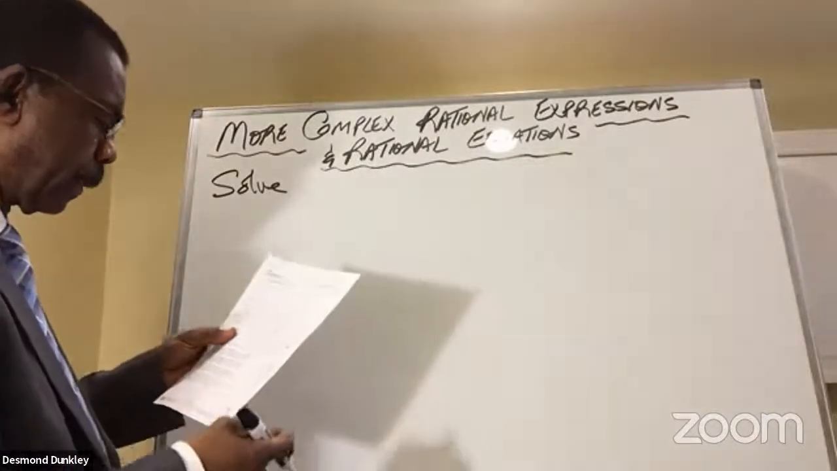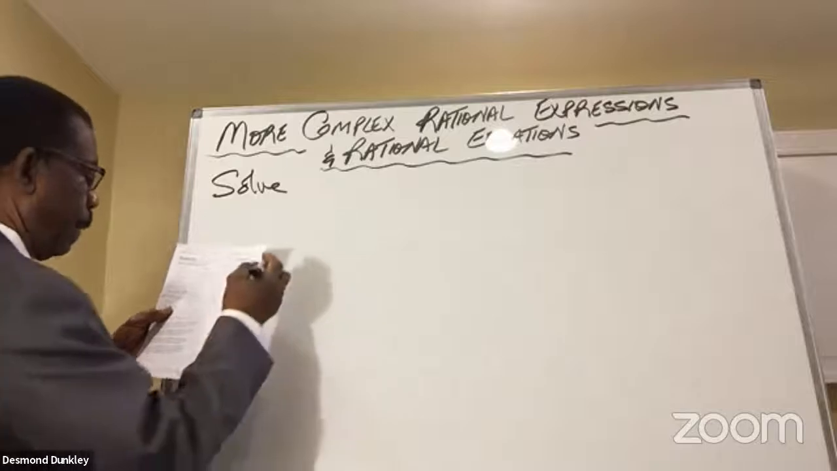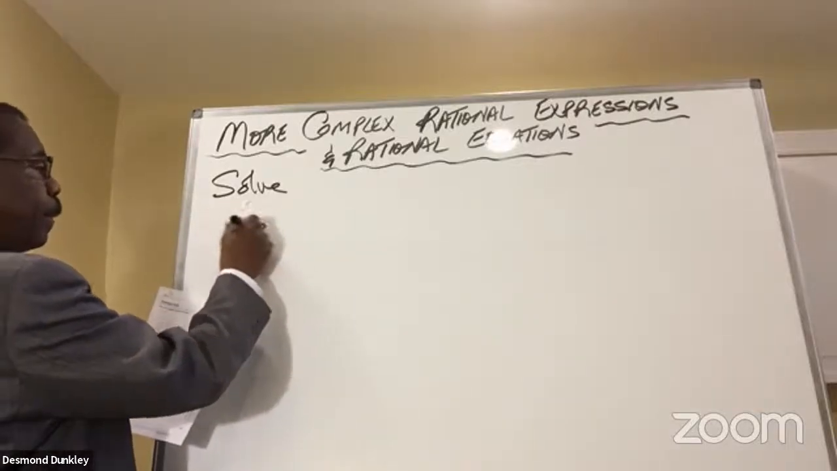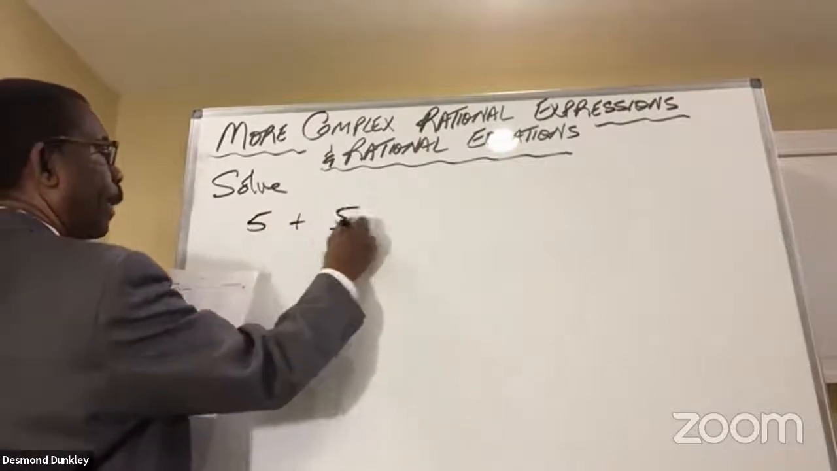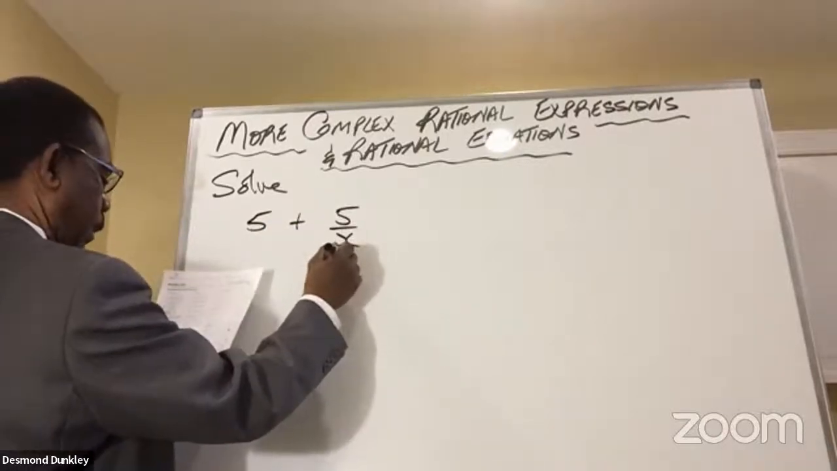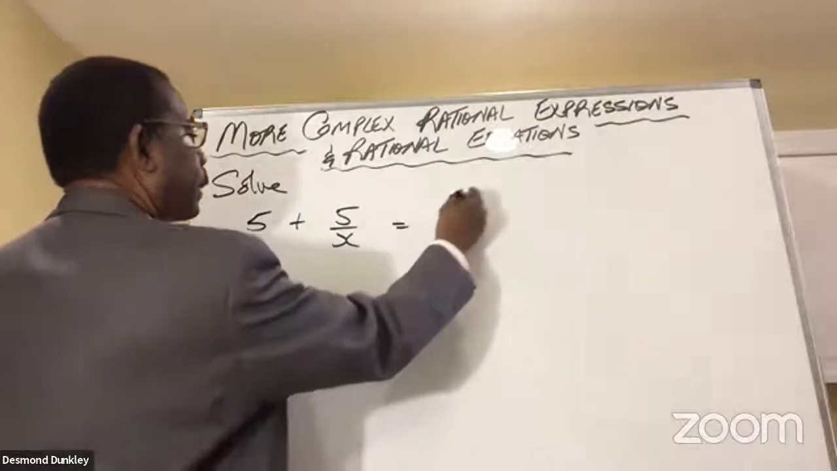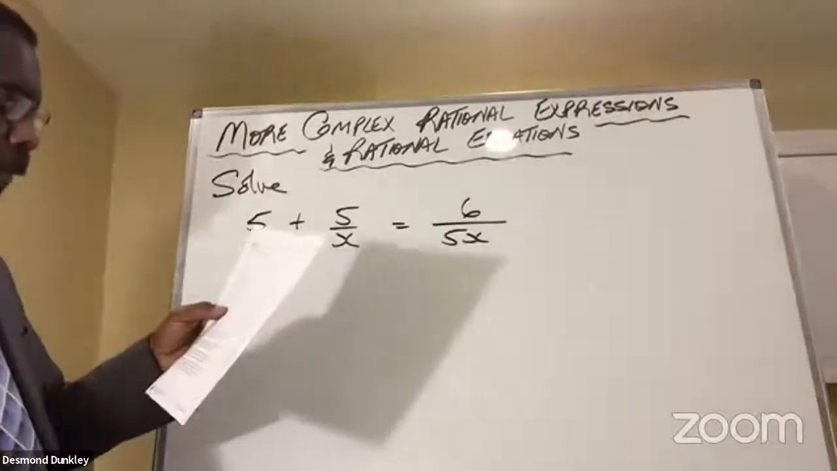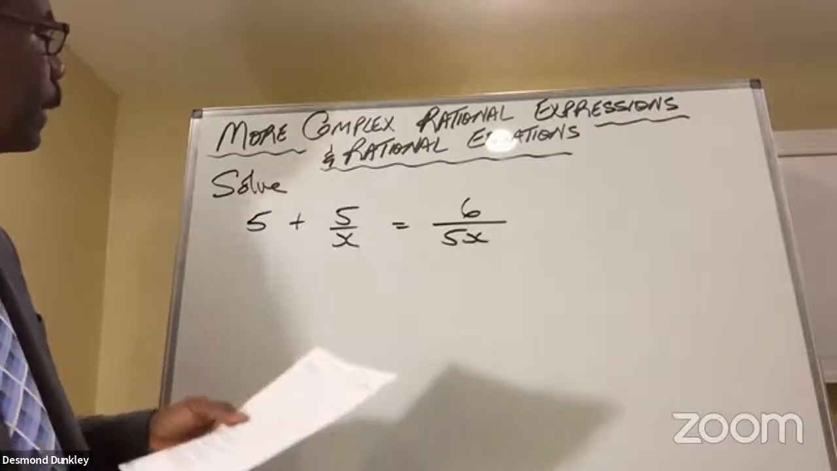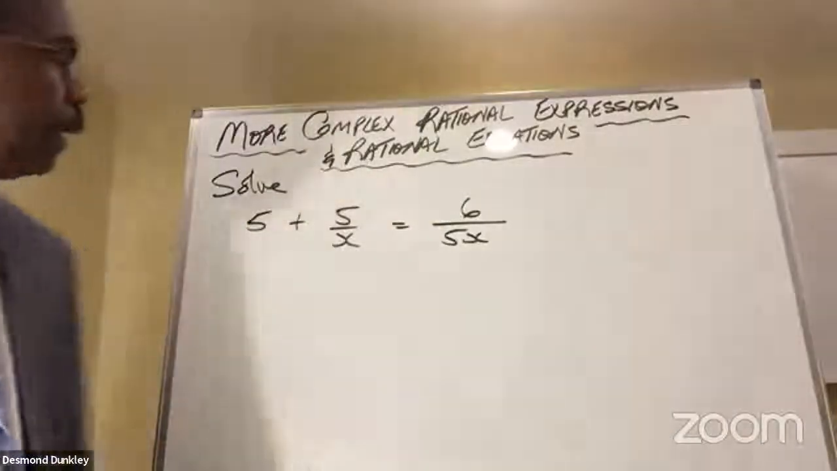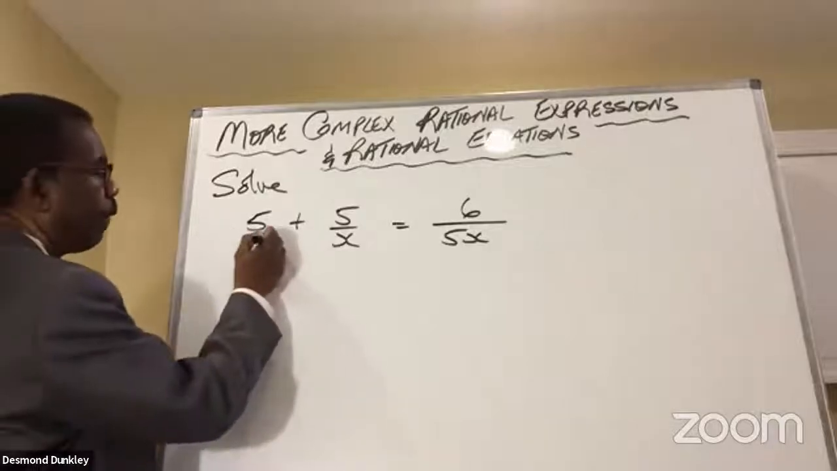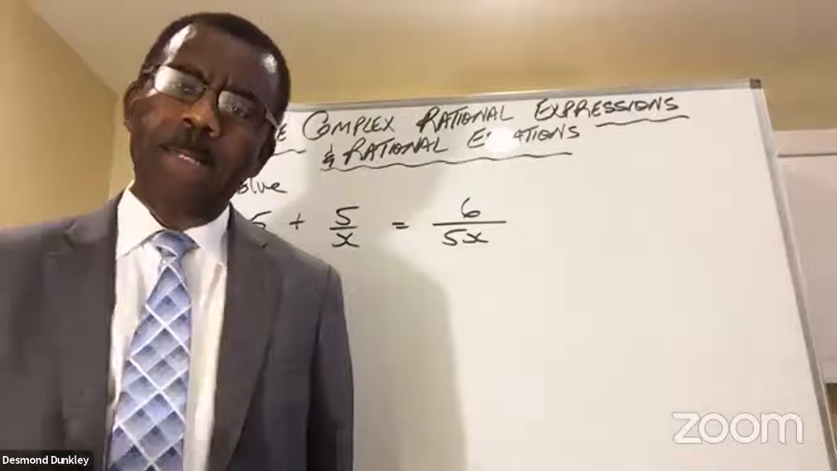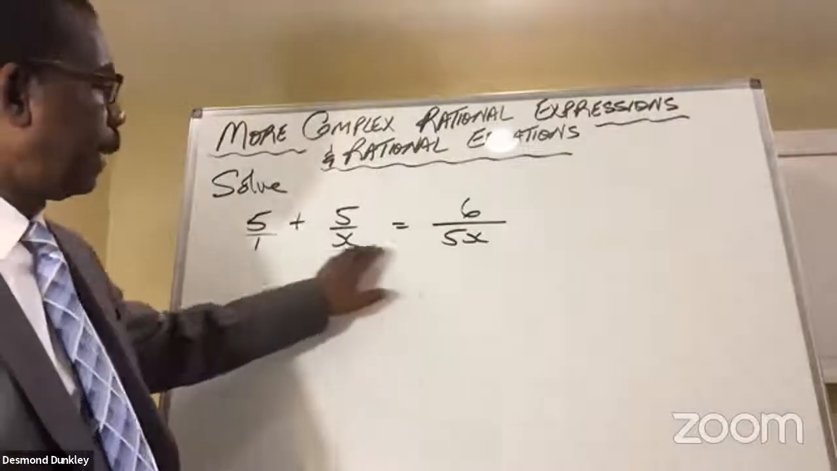Let's try another one. Let's try 5 plus 5 over x equal to 6 over 5x. 5 plus 5 over x equal to 6 over 5x. Okay, so this is 5 over 1. So we're trying to get rid of all the denominators. So what is the common denominator?